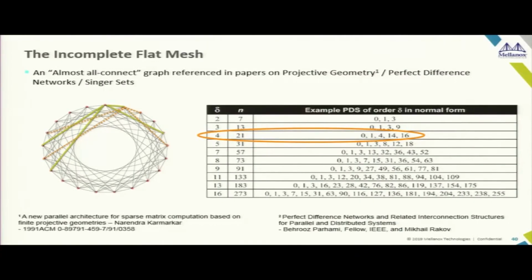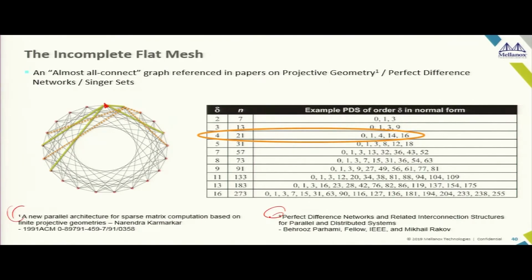There are many experimental graphs. There is something called an incomplete flat mesh, wherein you connect servers according to some prime number series. Sorry, you connect switches, because every vertex is again a switch. You connect that vertex to a particular set, and it is called PDN. If you want to study more on networks, you can refer to these 2 papers.